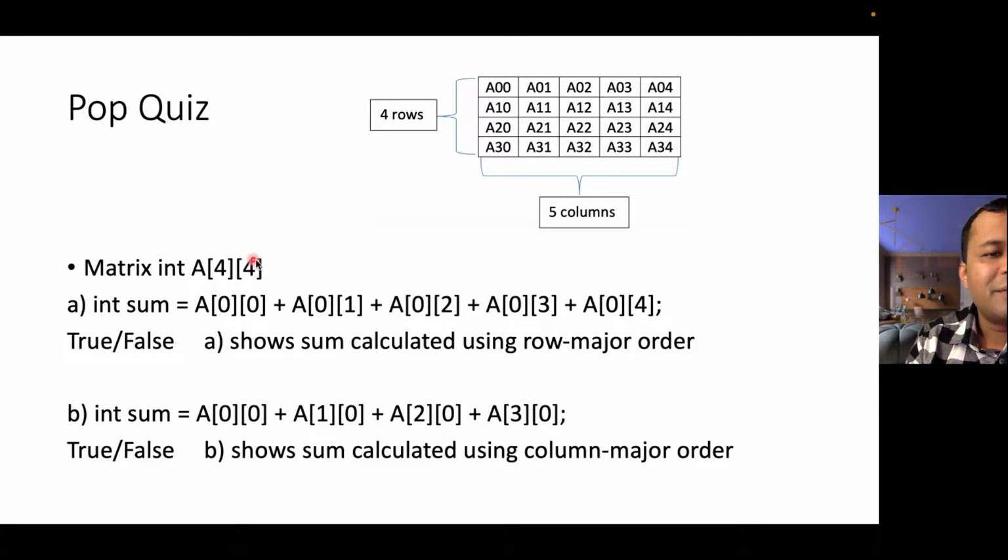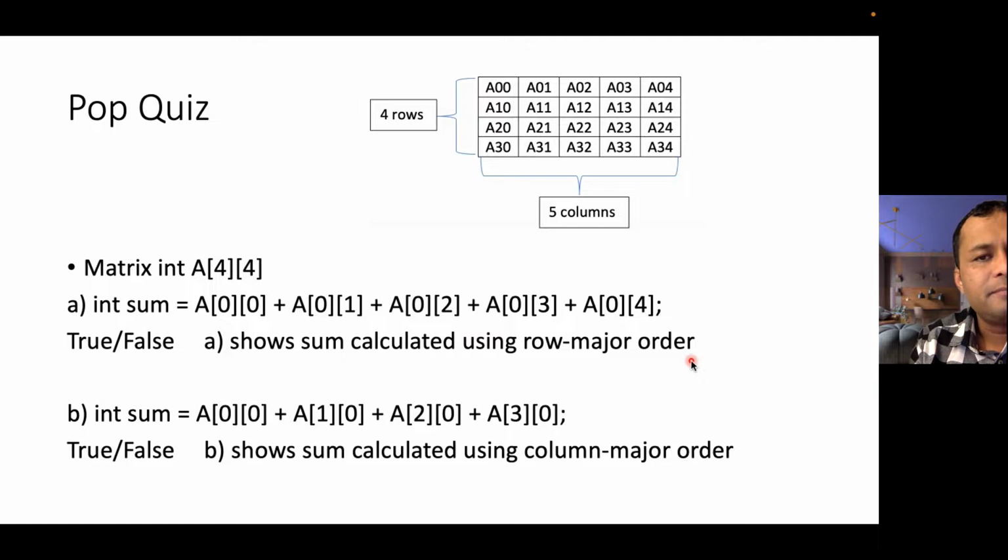So there is a typo here. There are 5 columns. Okay. All right. So if you do this piece of code, is the following statement true or false? You want to add a bunch of elements from the matrix: A00, A01, A02, A03, A04, then A00, A01, A02, A03. So is this row major order?